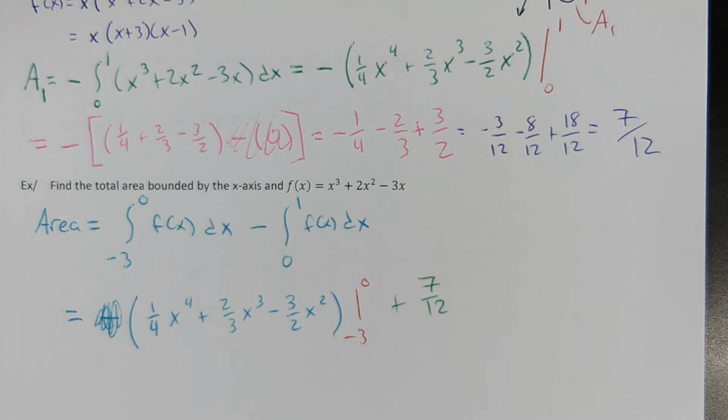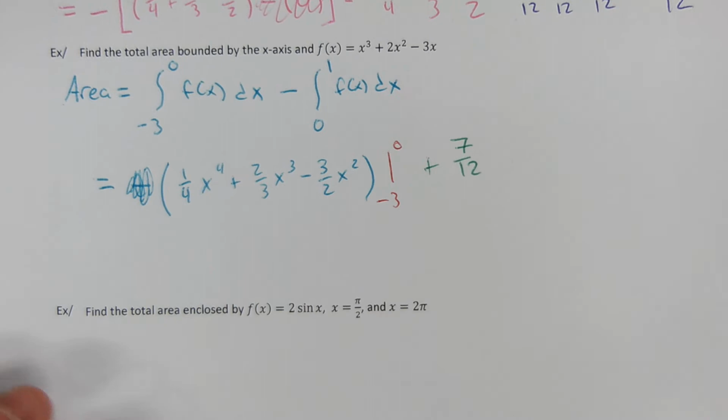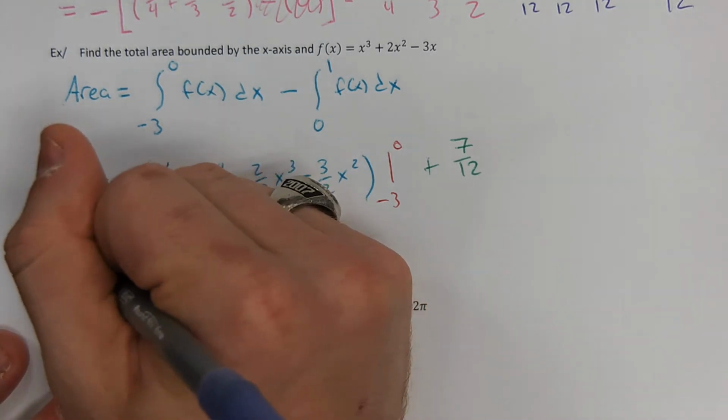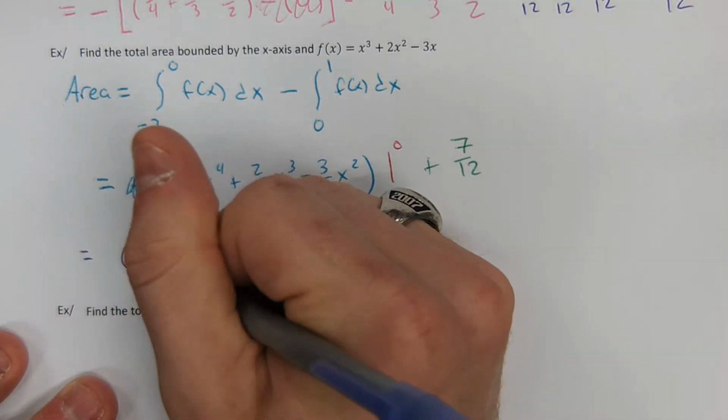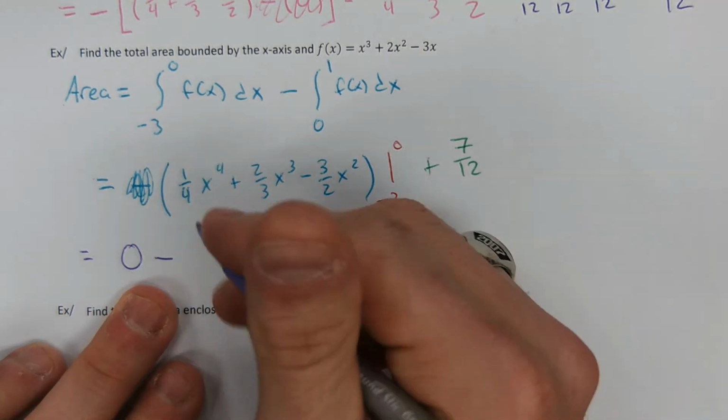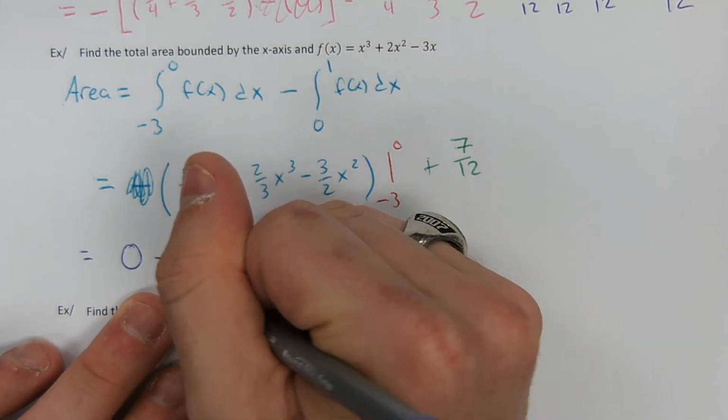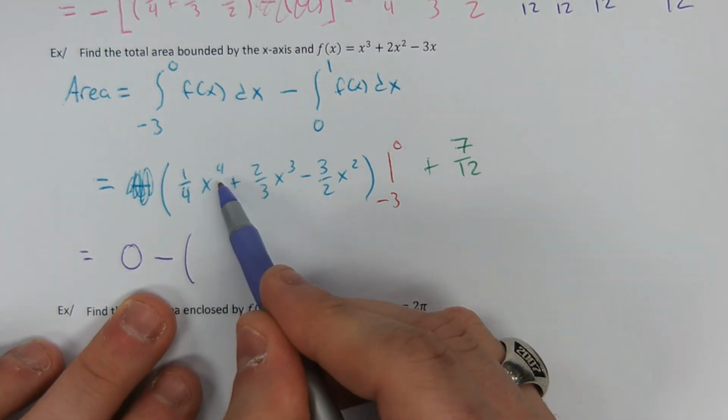I just want to make sure we're all good on that. We're good on this? I need to plug in 0 and then subtract me plugging in -3. But look what happens when you plug in 0. You get 0 again. But be careful. Remember, it's minus the second evaluation. So it's going to give you 0 minus, now you plug in -3 everywhere. And when you plug in a negative number, you're going to get an even. So this is going to be 3 to the 4th, which is 81.